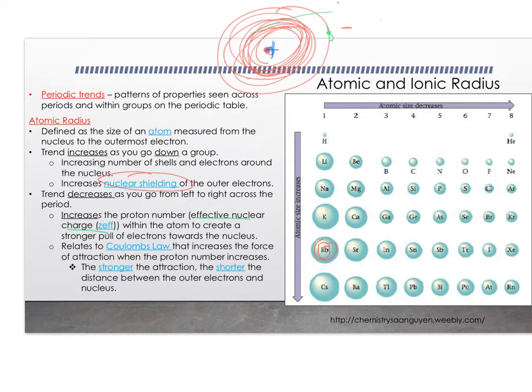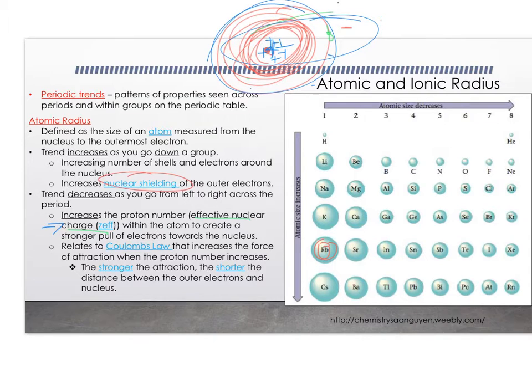So go back to the picture at the top here. If we keep adding proton and proton and proton and proton and proton and proton, yes, you are adding electrons, but you are not increasing any more shells. So you're adding electrons around the outer shell, but you're also increasing the positively charged nucleus. So you're increasing what is known as the effective nuclear charge by increasing the proton number. And by increasing the proton number, you are creating a stronger pull of electrons towards the nucleus.